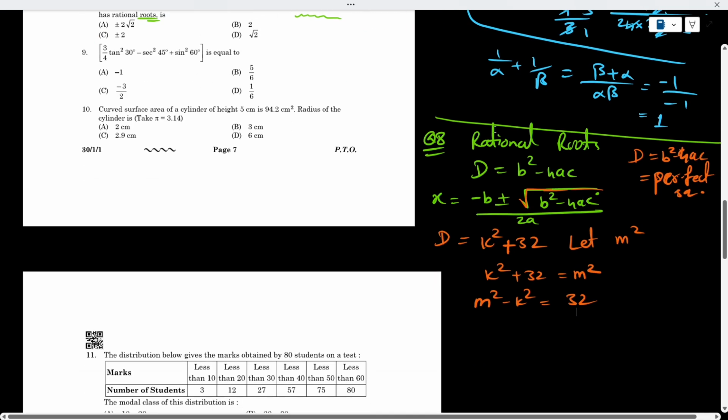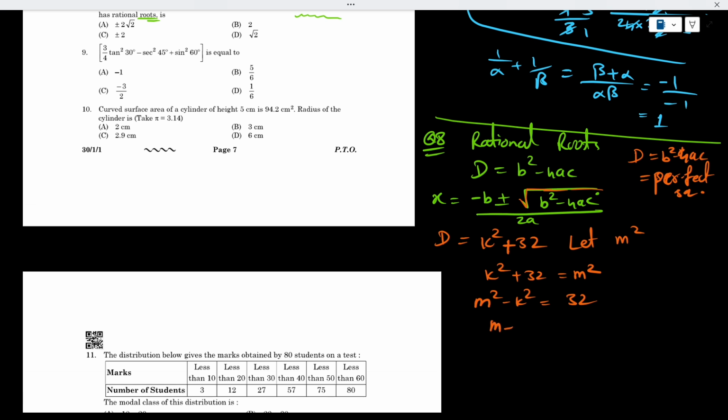Now, how do we solve it? Because there are two unknowns, I can do the factorization. M plus k times m minus k is 32. Now the product of two numbers should be 32. Using the trial and error method, I can take 4 times 8. So that is 32. By comparison, I can write m plus k is equal to 4 and m minus k is equal to 8.